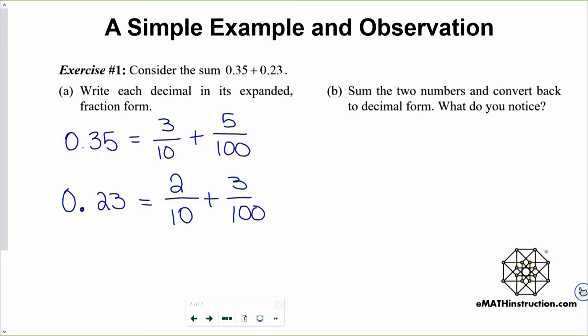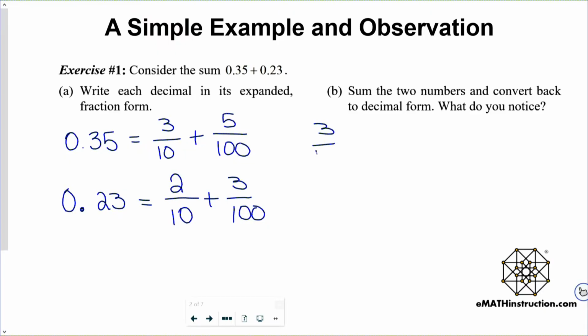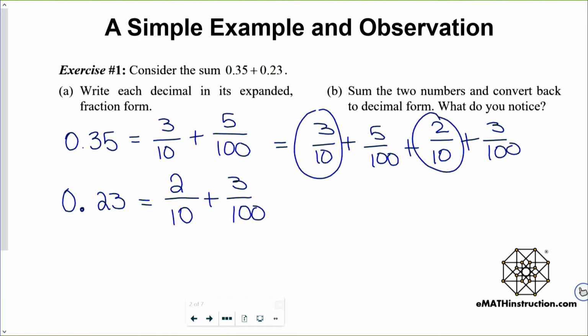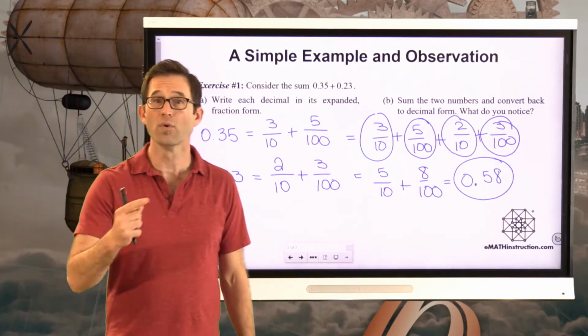What do you notice? Simple enough, right? When I add these numbers together, 3/10 plus 5/100ths plus 2/10 plus 3/100ths, I'm just going to add the fractions that have like denominators together. In other words, 3/10 plus 2/10 is 5/10, and then 5/100ths plus 3/100ths is 8/100ths. I can now convert that back to 0.58. Now, what do I notice?